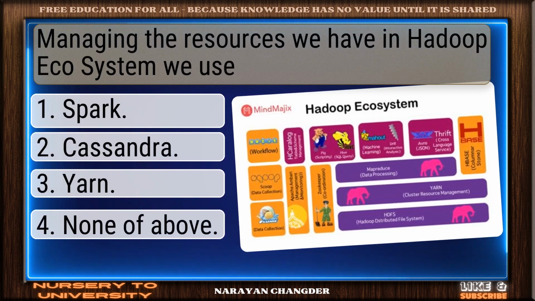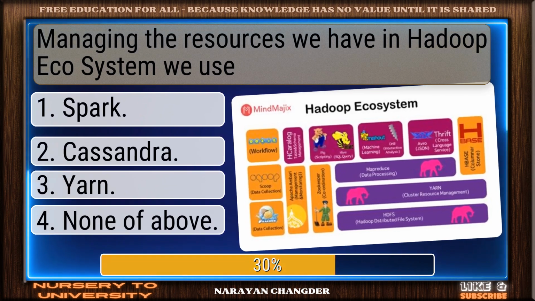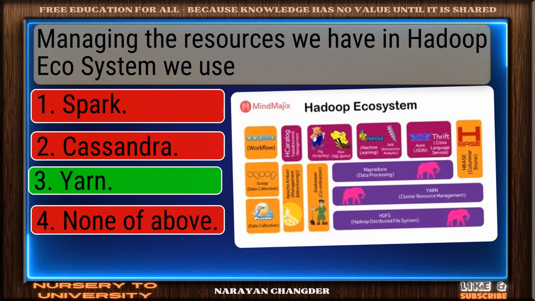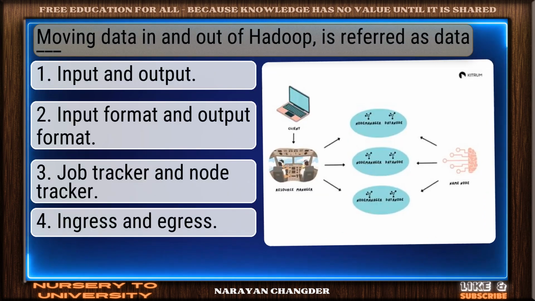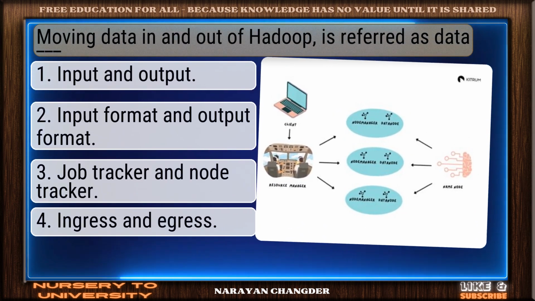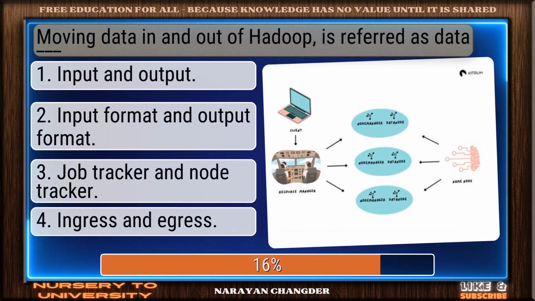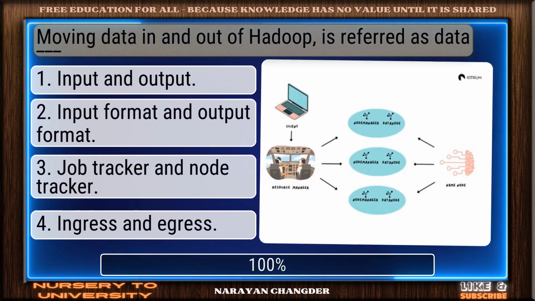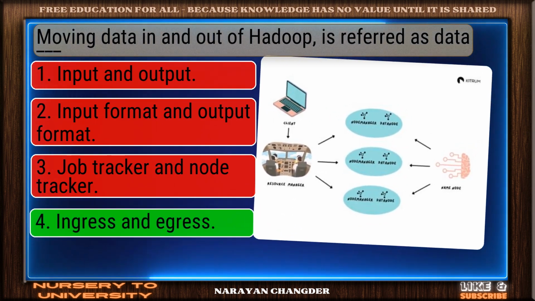Question number 11. Managing the resources we have in Hadoop ecosystem we use. You're right. YARN is the correct answer. Question number 12. Moving data in and out of Hadoop is referred to as data dash. Strong choice. Ingress and egress is the right answer.